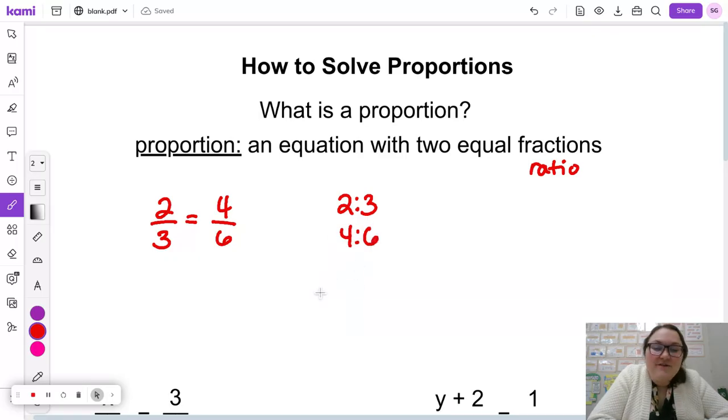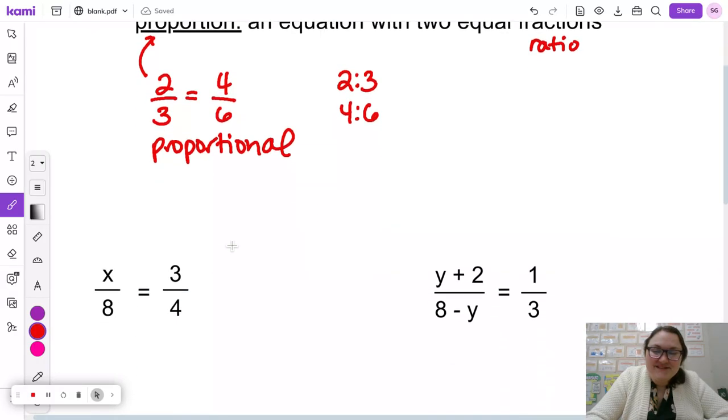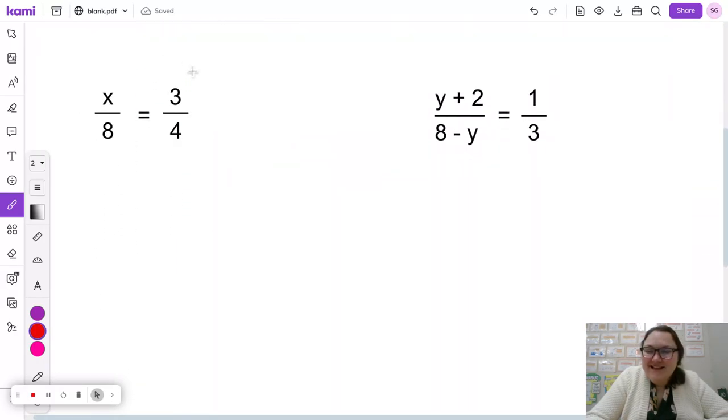4:6 are equivalent ratios. If I have an equation like this, where it says 2/3 equals 4/6, I can use that word proportion, and I can say that these are proportional. When we talk about solving proportions, that means that instead of having all four of those numbers, something is missing, like this equation right here that says x divided by 8 equals 3 divided by 4.